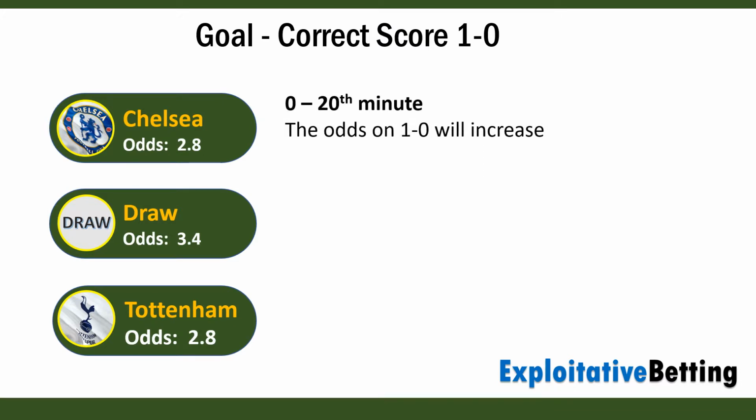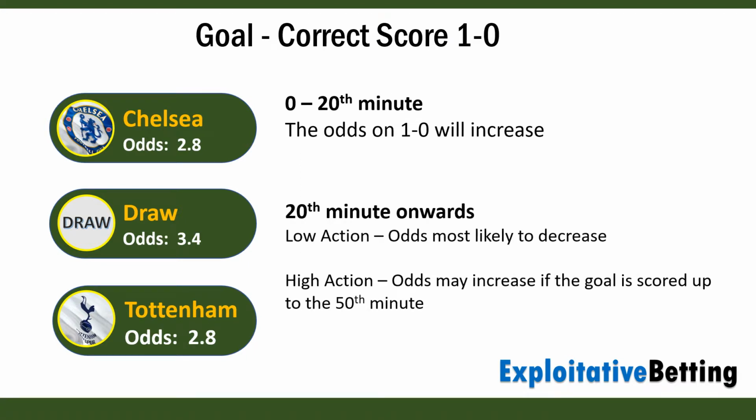So if the first goal comes early, for example in the first 15 minutes, the odds of the new current score, 1-0, are very likely to increase. And this is because the market will be expecting more goals when there's been an early goal. In a game that's low in end-to-end action, the odds will reduce for 1-0 if the goal is scored around the 20th minute or later. If the game has had a lot of action, the first goal can result in an increase of the odds of 1-0 up to the 50th minute of the game.